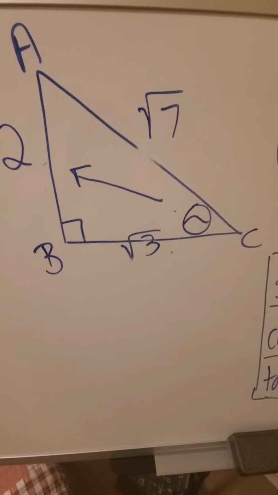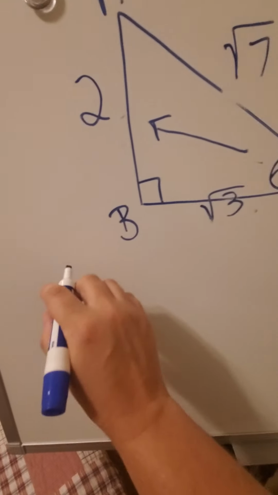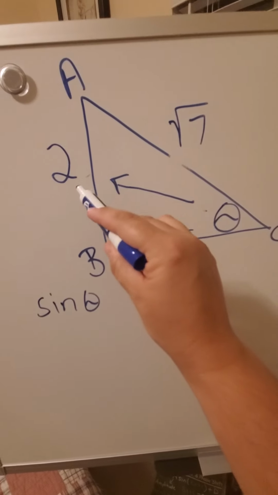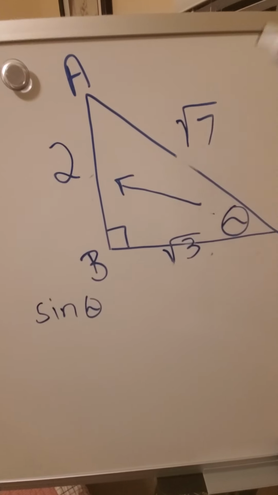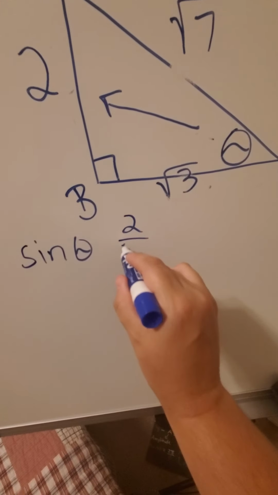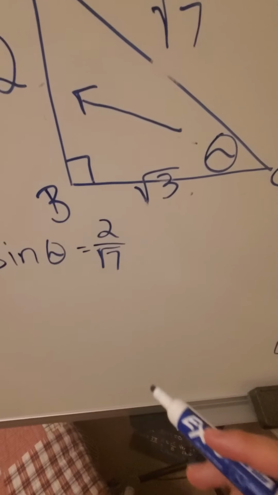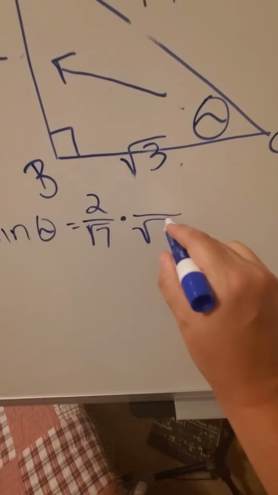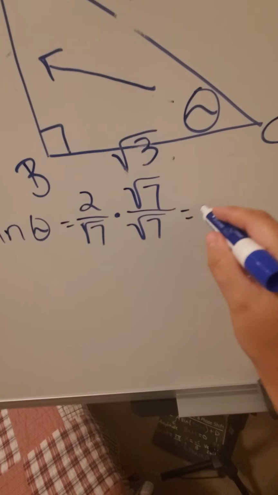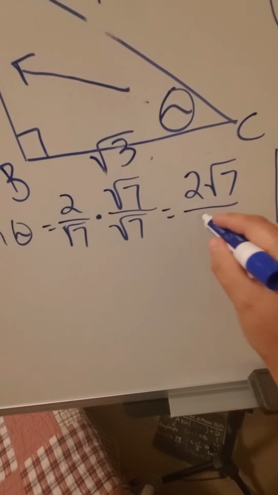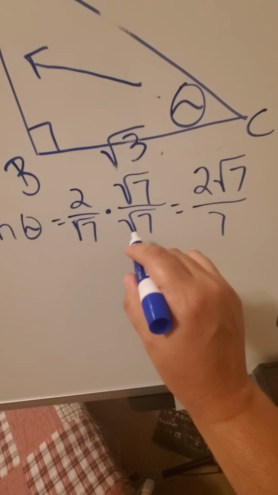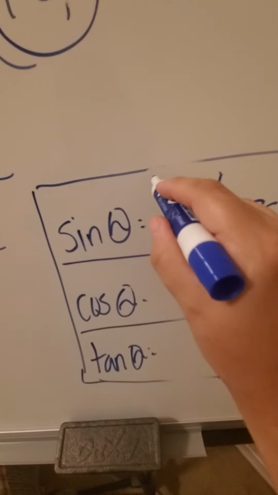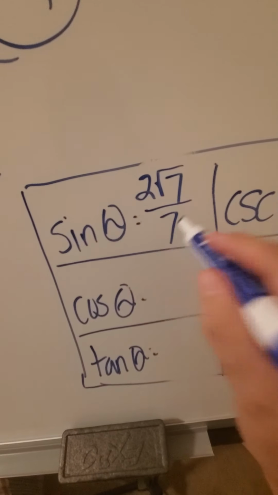So let's start with sine. We'll just work our way down. Sine is opposite 2 over hypotenuse square root of 7. So 2 square roots of 7. Now, remember, I don't like a square root in the bottom, so I have to multiply by the square root of 7. If I do it on bottom, I got to do it on top. So that'd be 2 square roots of 7 over 7, because 7 times 7 is 49, and square root of 49 is 7. So that becomes my sine, 2 square roots of 7 over 7.